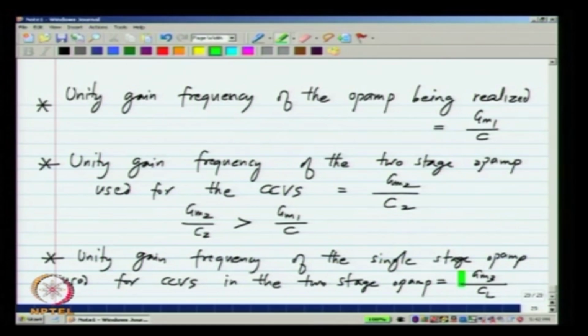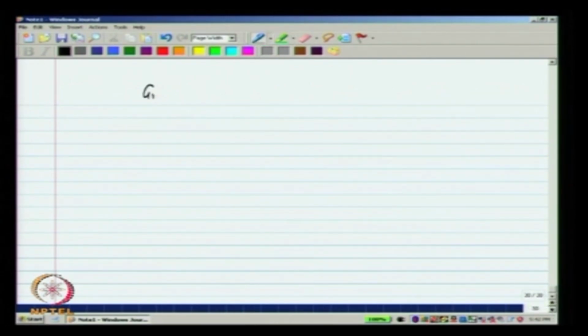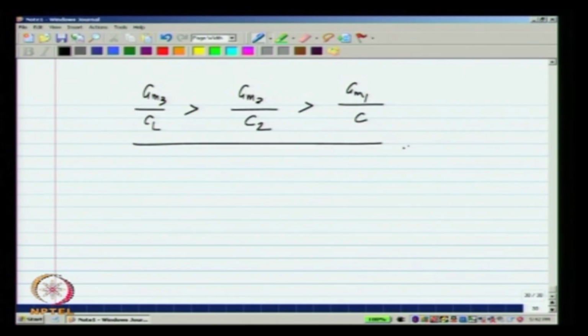And this clearly has to be more than that one, so that the two stage op amp itself works properly. In fact, for the two stage op amp we did a rigorous analysis, found the second pole, and this is the approximate value that we got. Okay. Here I am only going through the intuitive stuff. In fact, if you evaluate the expressions you will see the exact condition, but what this finally says is the innermost op amp should have a unity gain frequency that is more than the unity gain frequency of the inner op amp, which has to be more than the unity gain frequency that you are trying to realize. Okay.